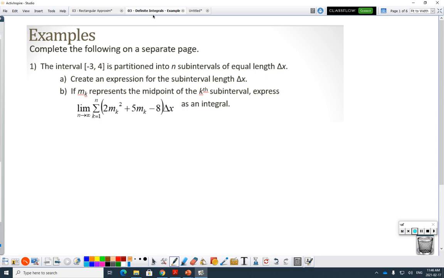The interval -3 to 4 is partitioned into n subintervals. So they told us they want to go from -3 over to 4. Here's my little picture of what's going on here.